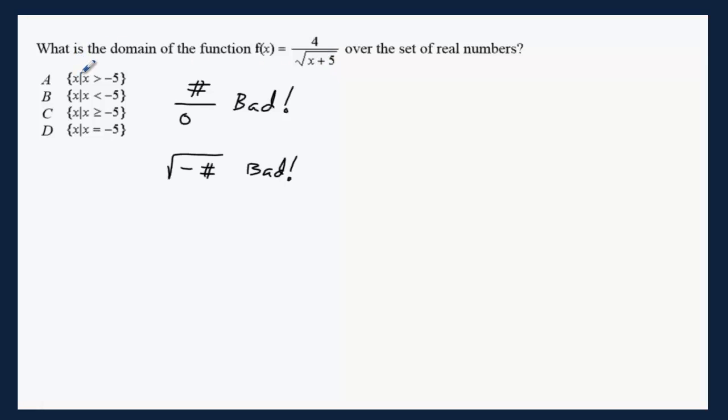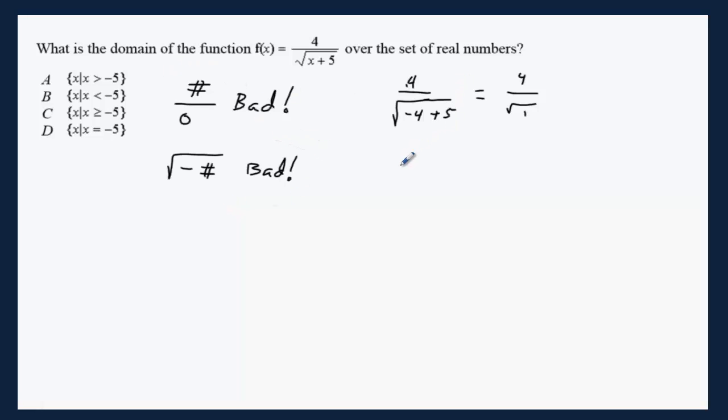First choice, x such that x is greater than negative 5. Let's try that. x could be any number greater than negative 5. It cannot be negative 6, but it can be negative 4. Let's try 4 over the square root of negative 4 plus 5. Negative 4 plus 5 is positive 1, so 4 over the square root of 1. Whatever it is, you're going to get a number. I don't care if it's a fraction, rational, irrational, integer, negative or positive, as long as you don't have one of these two situations.